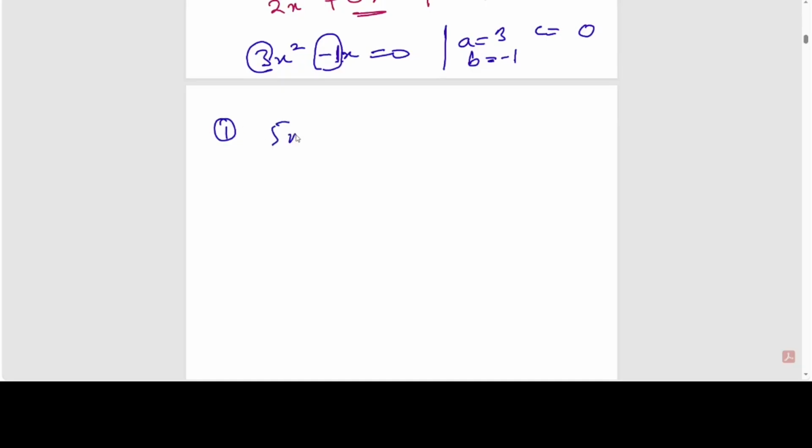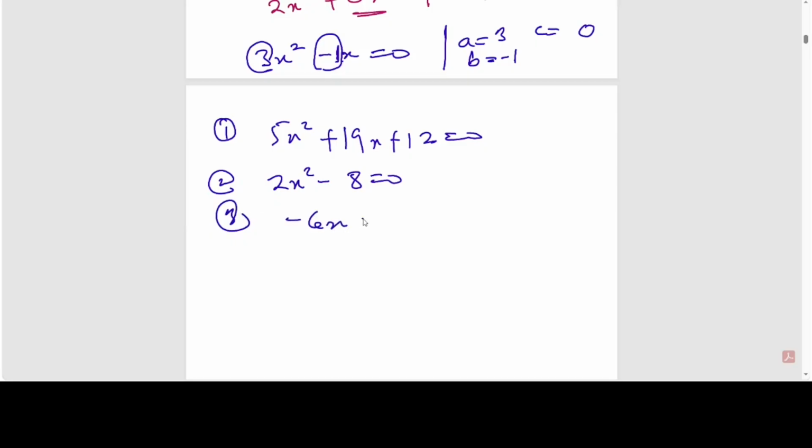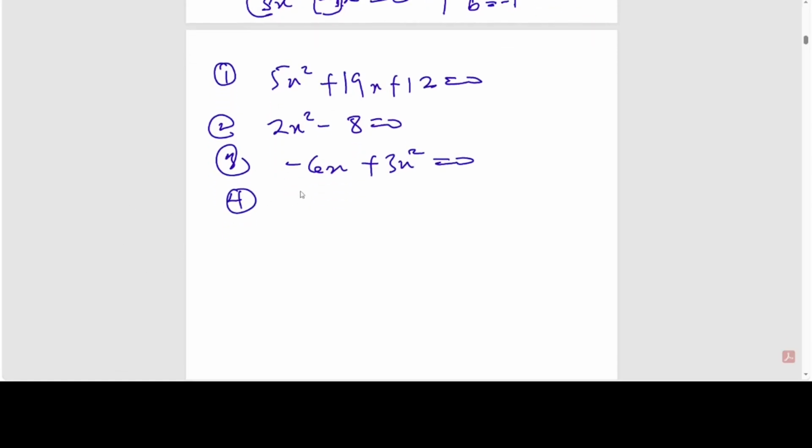So number one is 5x squared plus 19x plus 12 equal to 0. Number two is 2x squared minus 8 equals 0. Number three is negative 6x plus 3x squared equal to 0. Number four is x plus 6 equal to x squared.